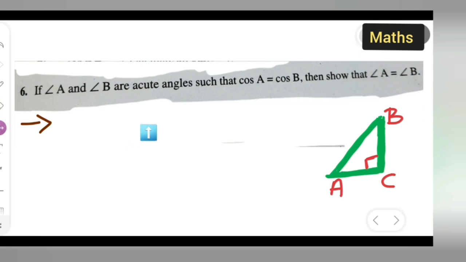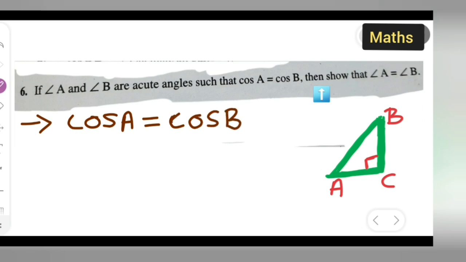So take down this question. If angle A and angle B are acute angles such that cos A is equal to cos B, then show that angle A is equal to angle B. So I have to show that this angle A is equal to this angle B. How am I going to show this? What is given first? Cos A is equal to cos B. So write down that first.